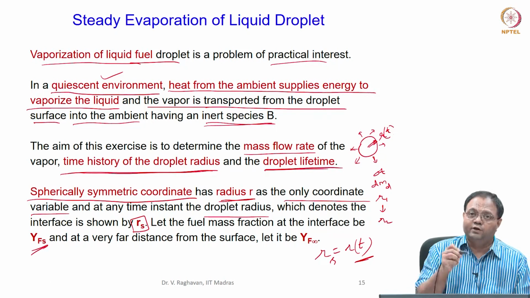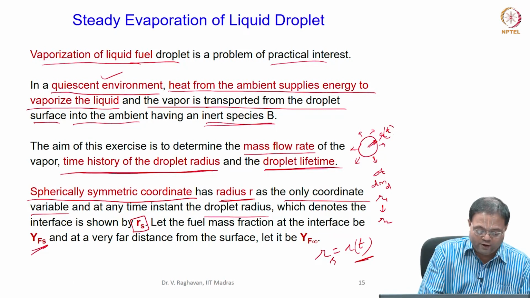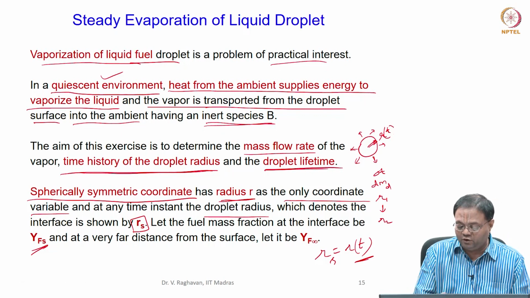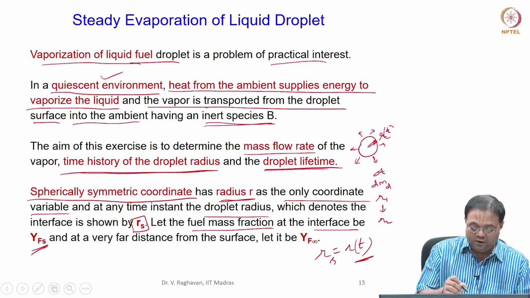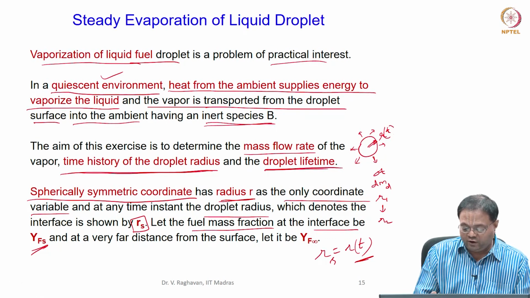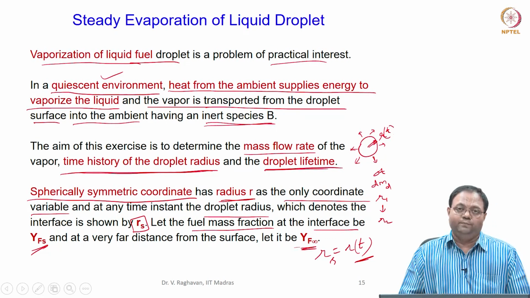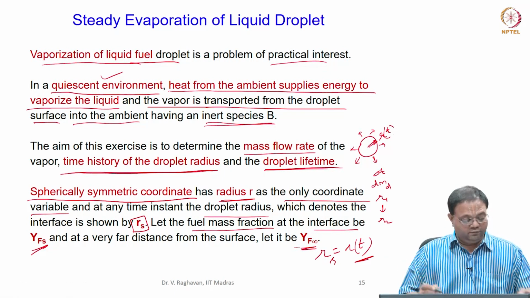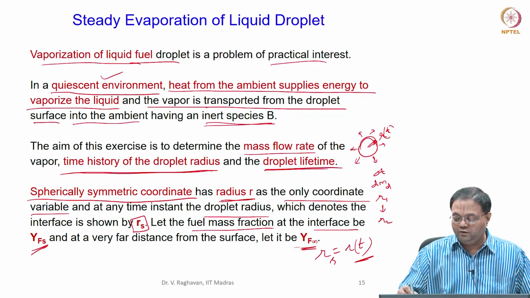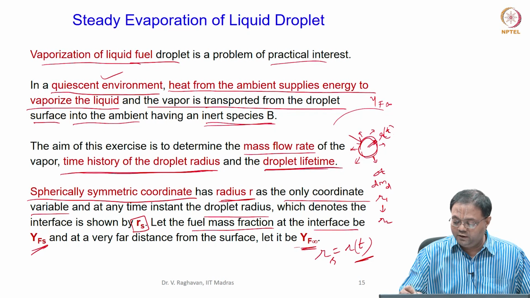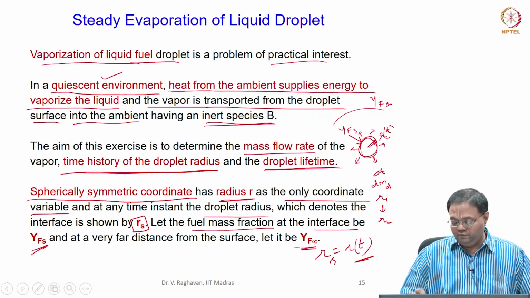Here I am saying it is a liquid fuel. So, YFS is the mass fraction of this liquid at the interface or the surface of the droplet, and at a very far distance it will be YF infinity. Okay, you are considering this ambient. So, this droplet is evaporating into a big ambient. So, here this will be YF infinity, and here it is YFS, and RS varies as R of t.